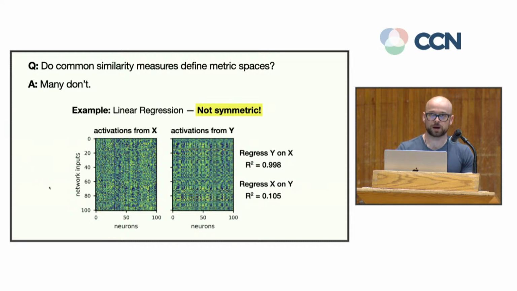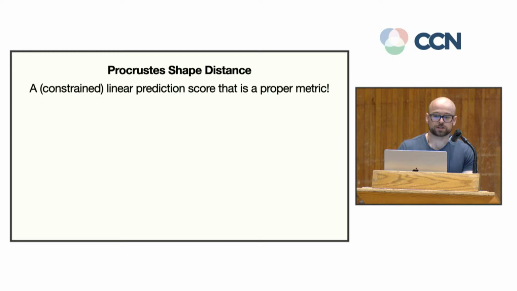But if you want to think about distance comparisons across a large number of networks, I would argue that if you want these distances to be self-consistent with each other, you need to think about slightly different notions of distance. OK, so this brings me to one notion of distance that I'm quite fond of called the Procrustes shape distance.